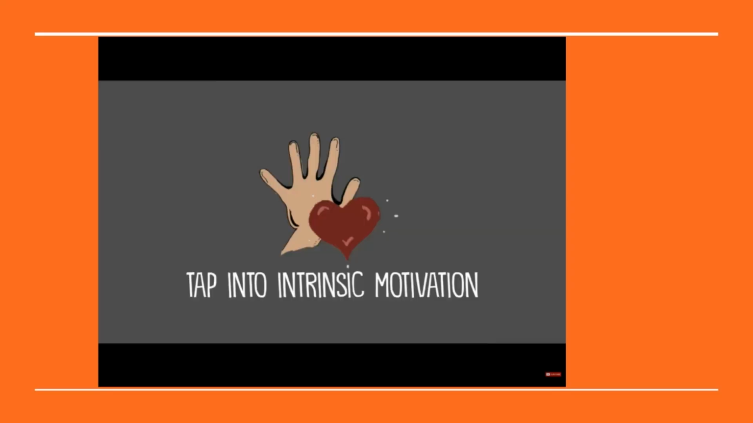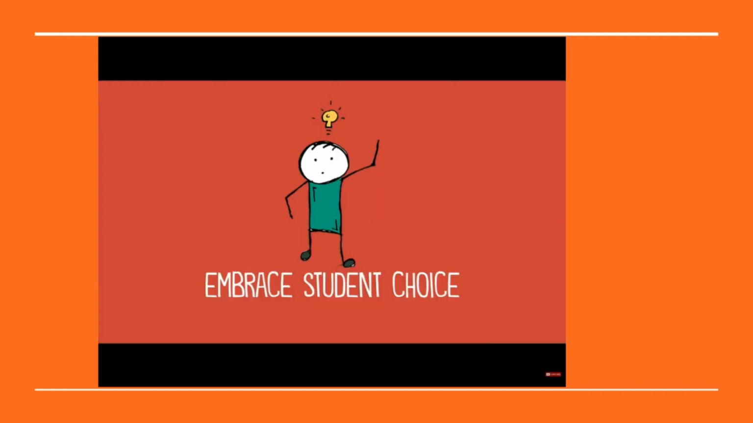Number 1, tap into intrinsic motivation. Find tasks that students will want to do rather than tasks that they simply have to do. Number 2, embrace student choice and agency. Whenever possible, allow them to own their learning.